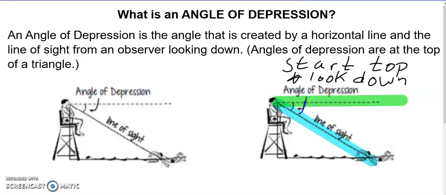You are always going to draw in that horizontal line first. Now notice that when I finish and I connect the two sides, there is nothing there. The height of my object, the height of the lifeguard chair, is not part of the triangle.